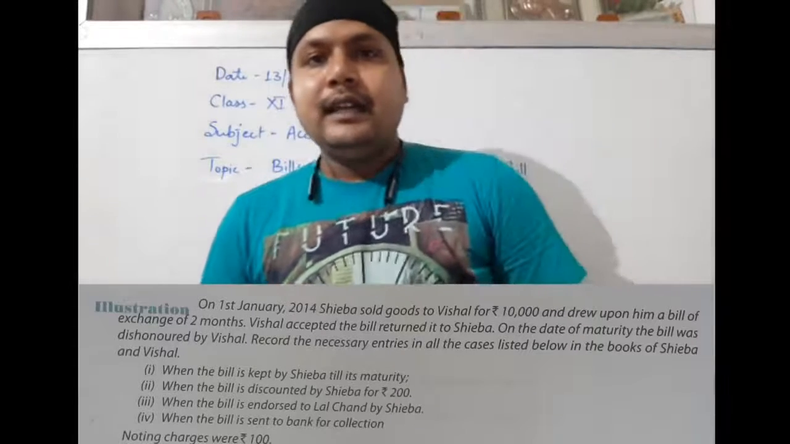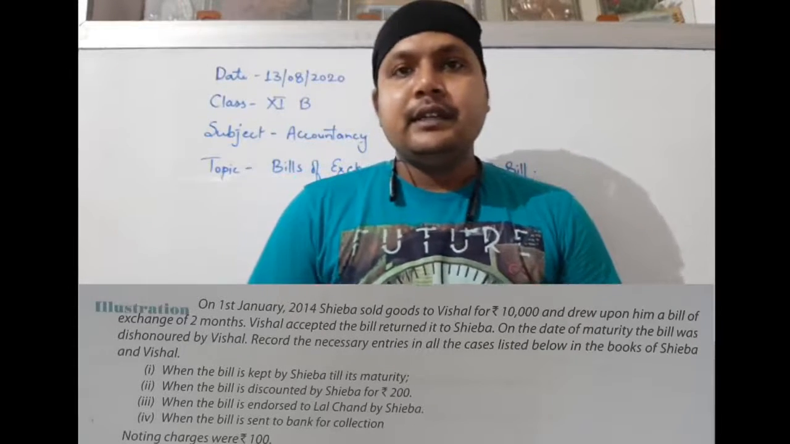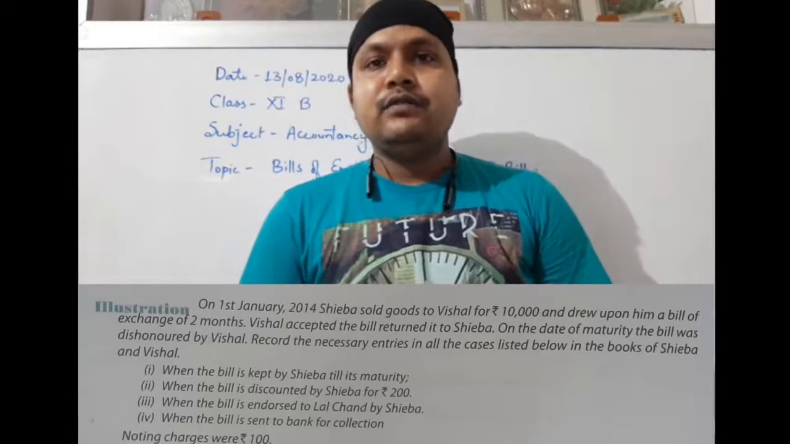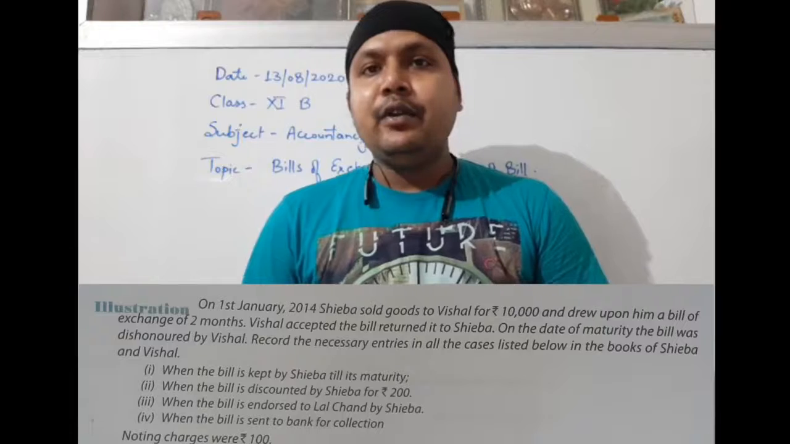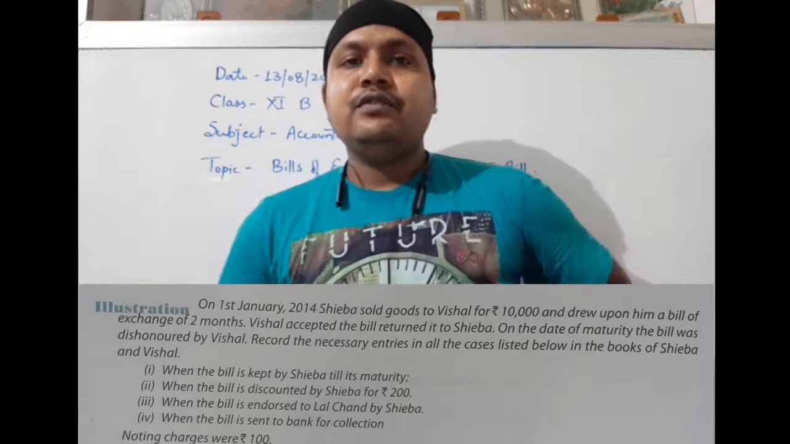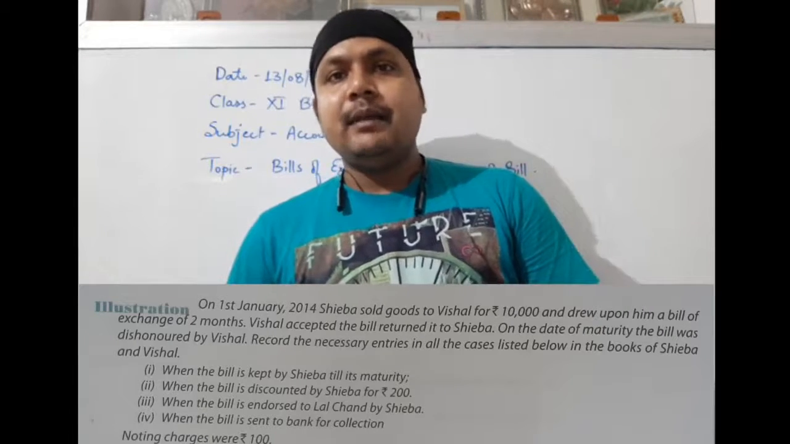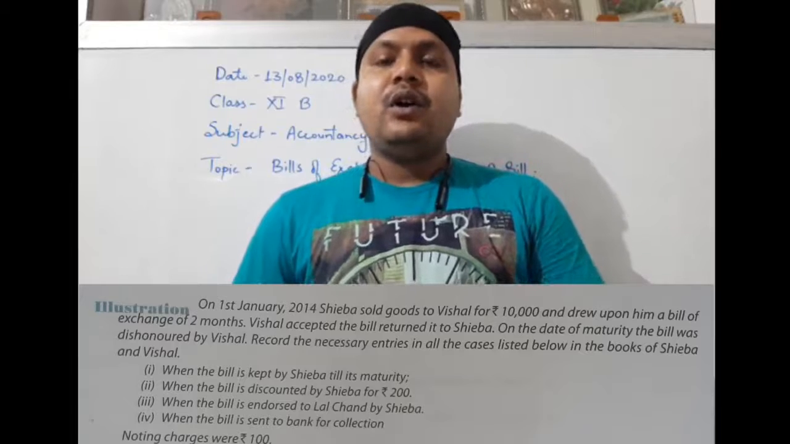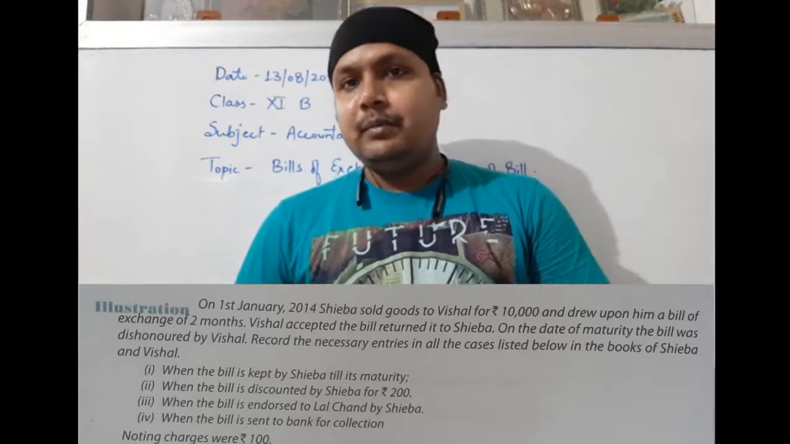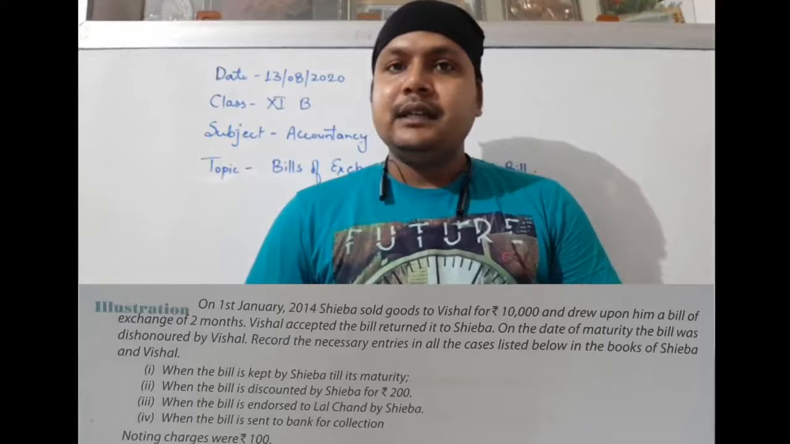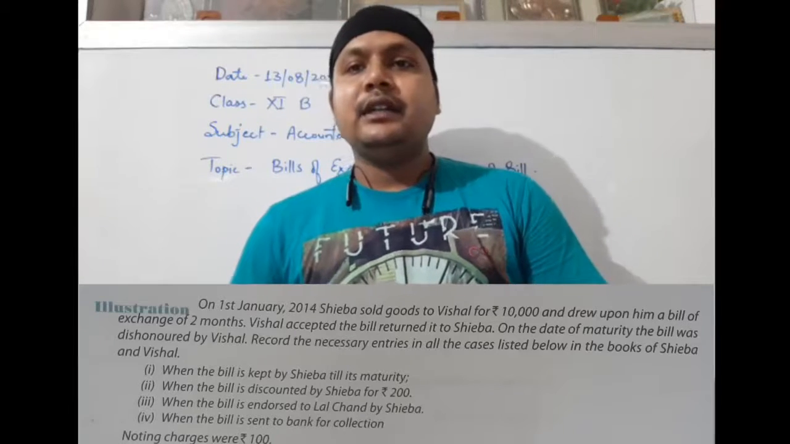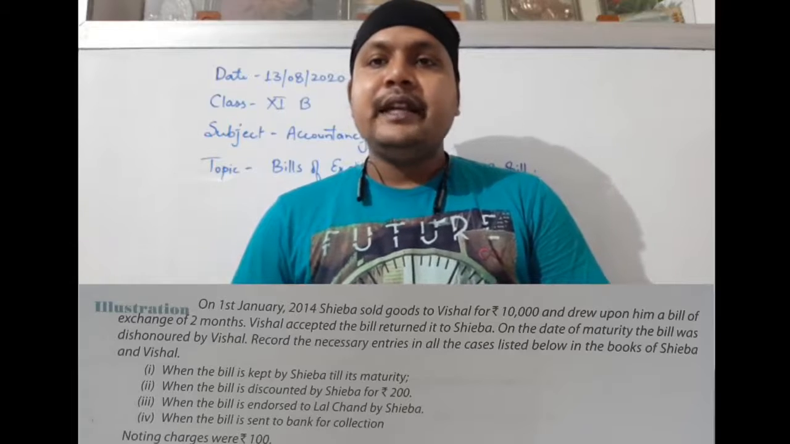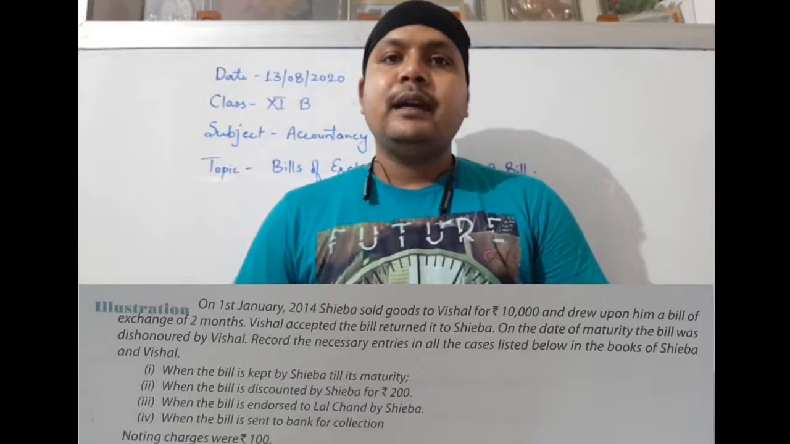As you can see in the illustration on your screen, on 1st January 2014, Saiba sold goods to Vishal for 10,000 and drew upon a bill of exchange for 2 months. यानी साइबा ने गुड सोल्ड किया विशाल को और उसने एक बिल भी उस पर ड्रॉन अप किया. विशाल एक्सेप्टेड द बिल एंड रिटर्न इट टू साइबा. विशाल ने बिल को एक्सेप्ट किया और रिटर्न कर दिया किसको? साइबा को. ऑन द डेट ऑफ मैच्योरिटी द बिल वाज डिसऑनर्ड बाय विशाल.